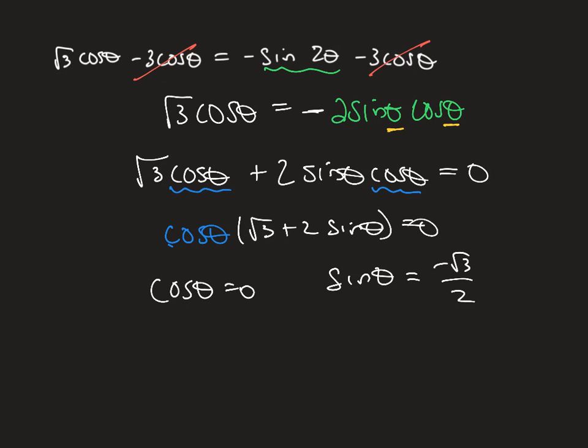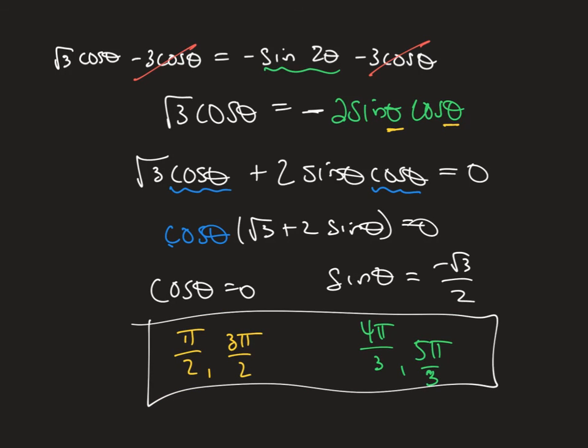So then cosine of theta equals 0 gives me pi over 2 and 3 pi over 2, right? And then sine of theta equals negative radical 3 over 2. That would be 4 pi over 3 and 5 pi over 3. And then I can just, again, double check them real quick. And you can use your calculator to double check it. And I know that there's nothing that's going to be undefined or anything like that because I'm not dealing with any reciprocals.